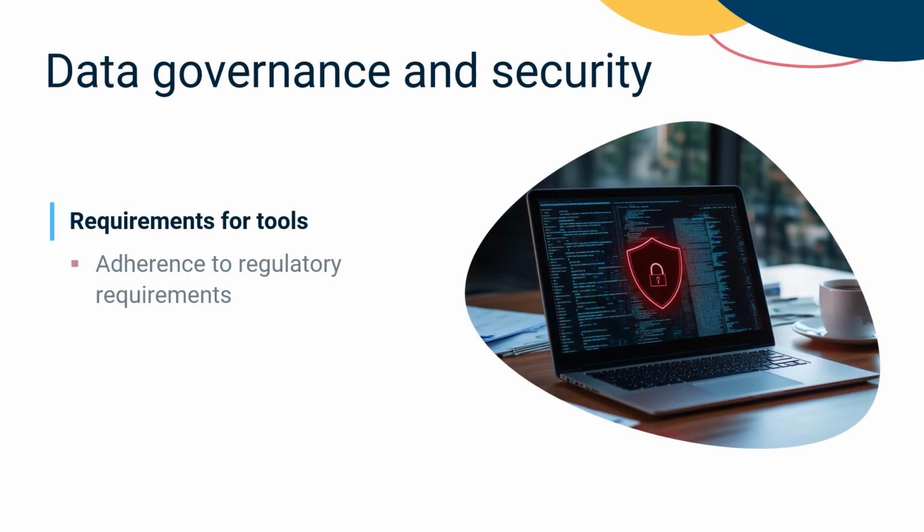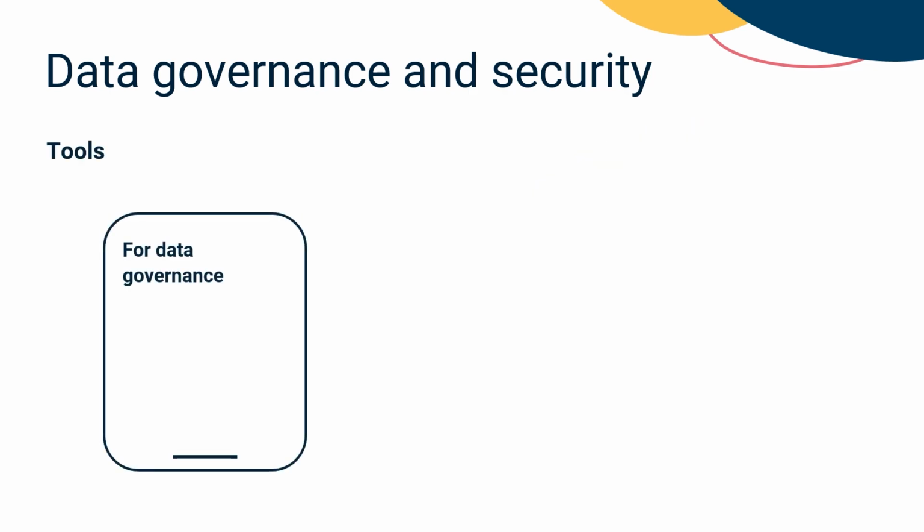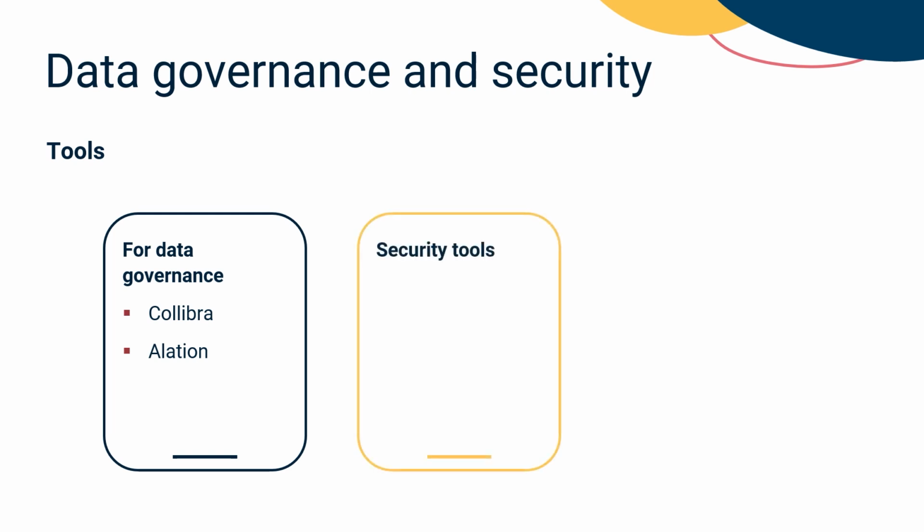Capital market banks must adhere to strict regulatory requirements, making data governance and security tools indispensable. For governing data, tools like Collibra and Alation help maintain a data catalog, ensure data lineage, and enforce governance policies. Security tools like IBM Guardium and Imperva provide robust data protection, encryption, and monitoring.